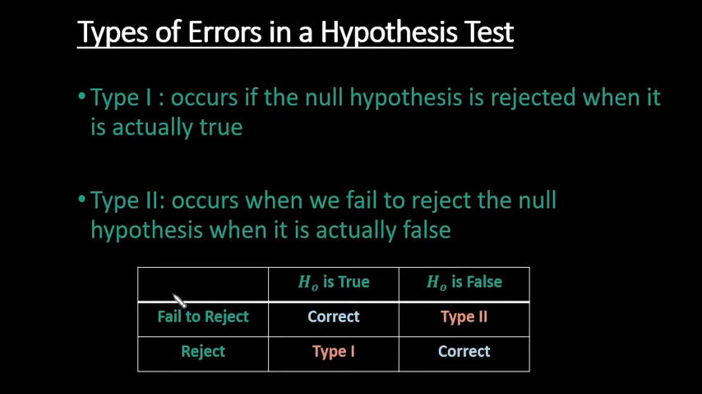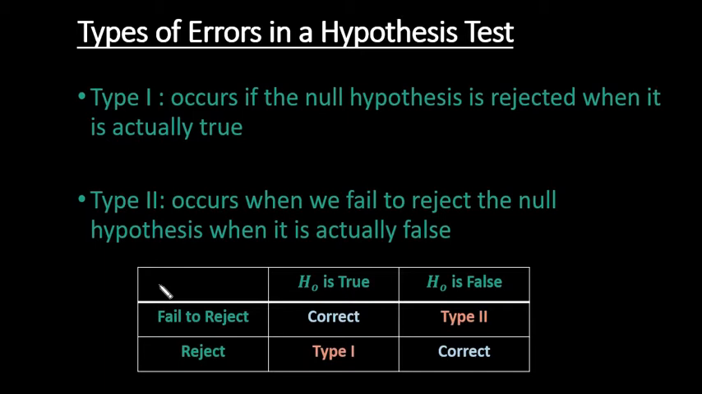For this video, what I want to do is talk to you about the types of errors that can be made in a hypothesis test. In statistics, when you get to the end of a hypothesis test, you're going to come to one of two conclusions. You are either going to reject the null hypothesis, or you are going to fail to reject the null hypothesis.